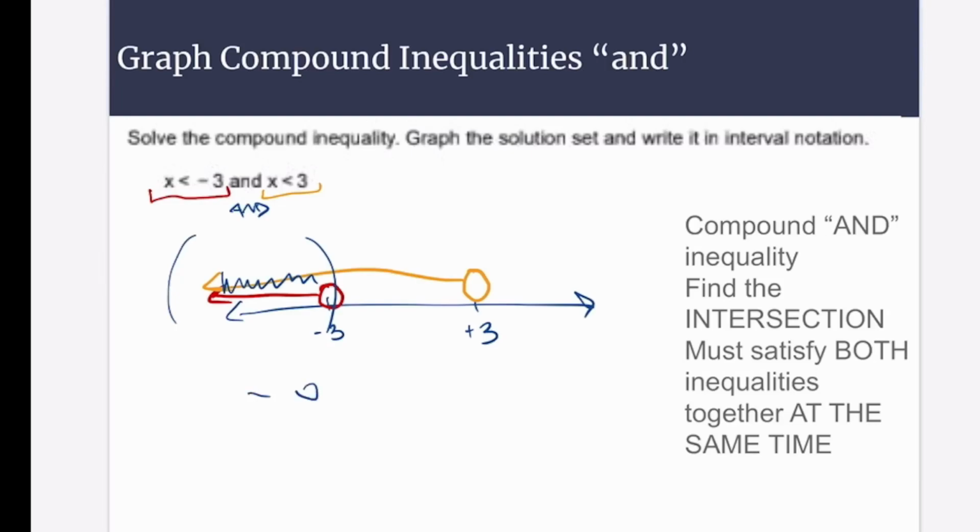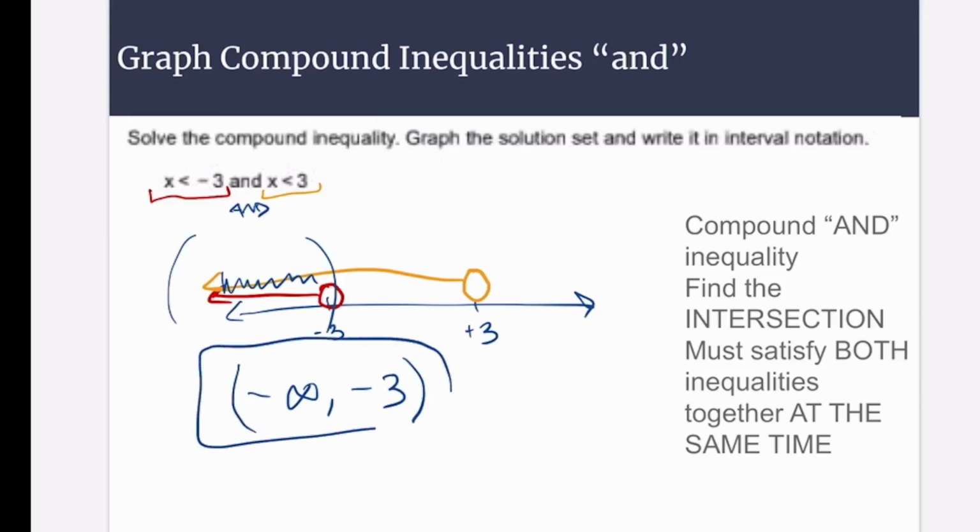So this inequality is going to be from -infinity to -3. That's how we're going to write this interval. And they're both going to be parentheses because infinity always gets your parentheses. And that's it. That's how you graph inequalities when there's the "and" symbol and you have 2 different ones you have to graph together.